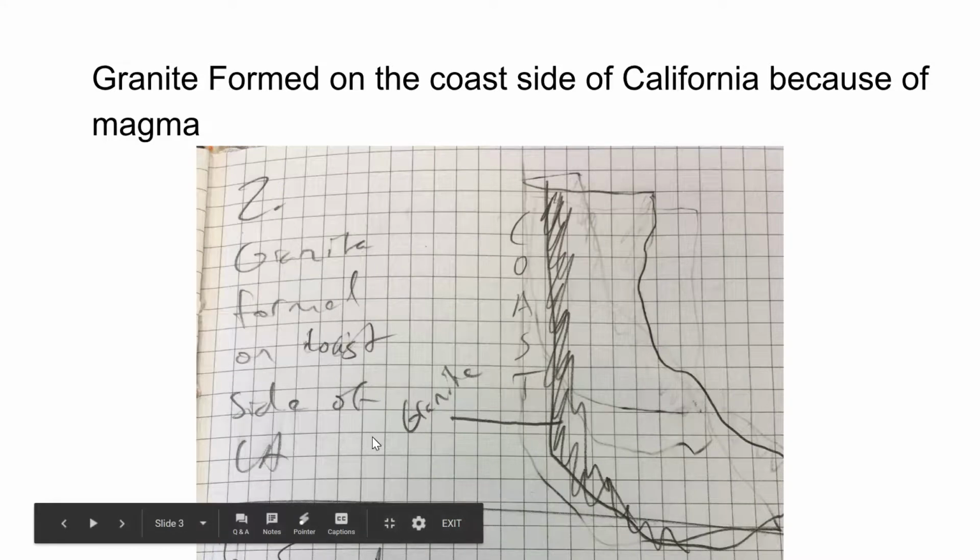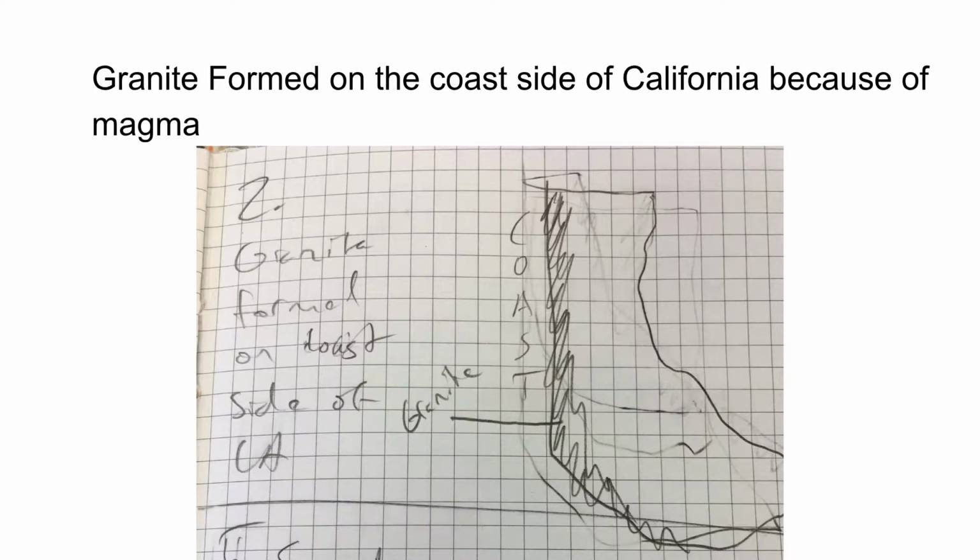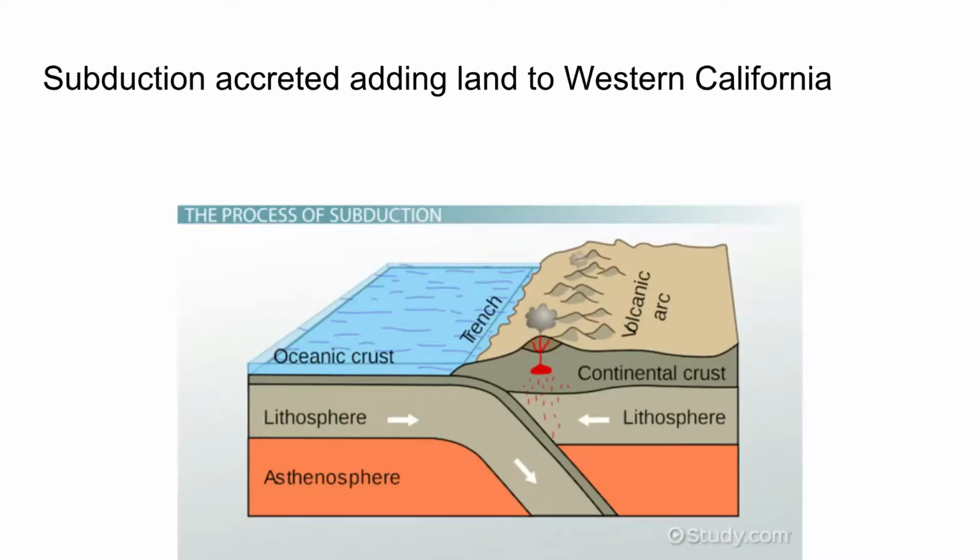A little bit later after that, when North America arrived in the place it's in today, magma came up out of the Earth's crust, and granite formed on the coast side of California. Next, subduction accreted, adding more land to Western California. This is the process of creating more land by adding layers.